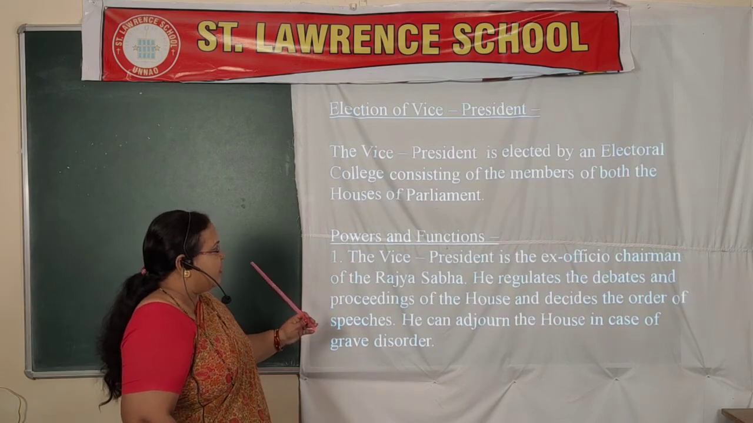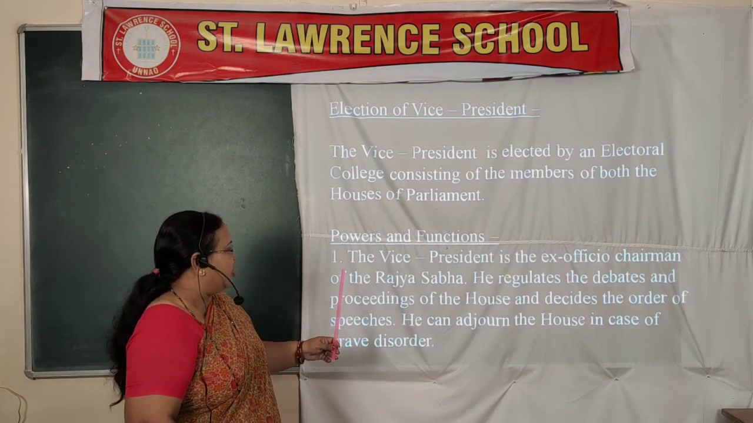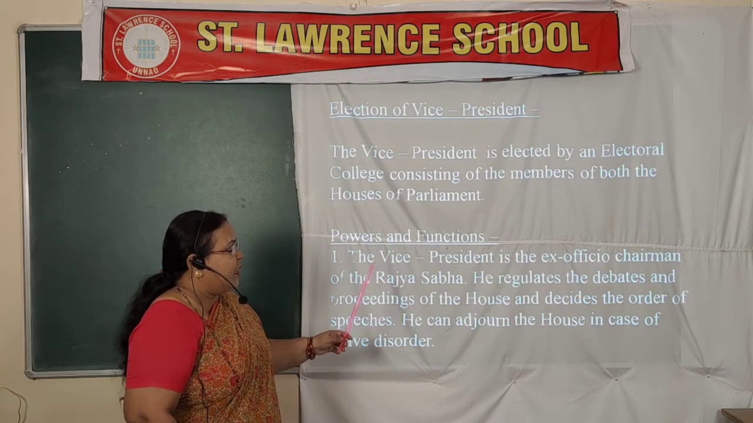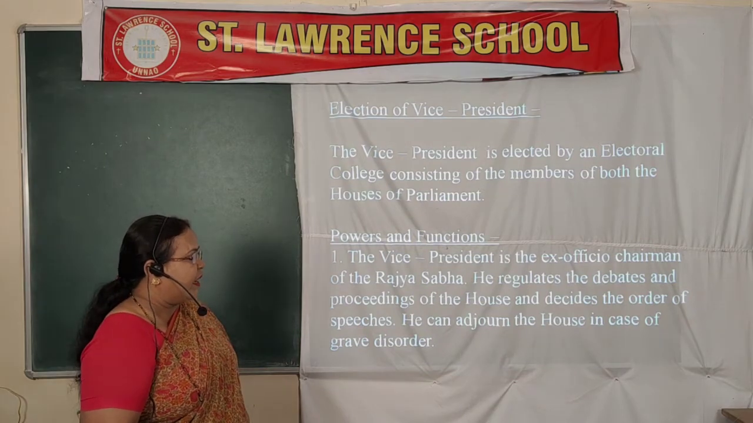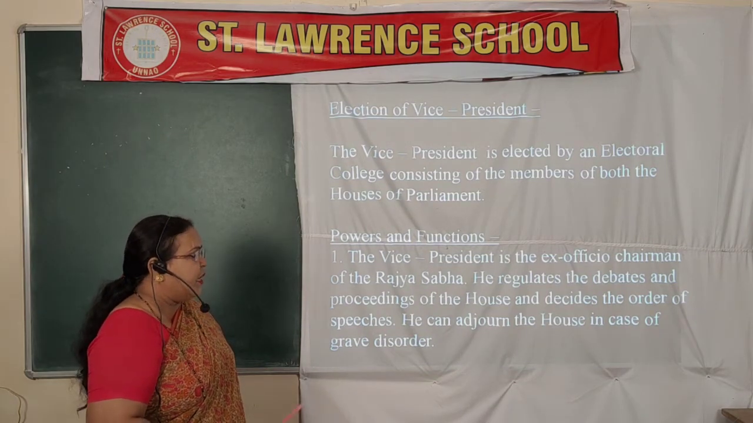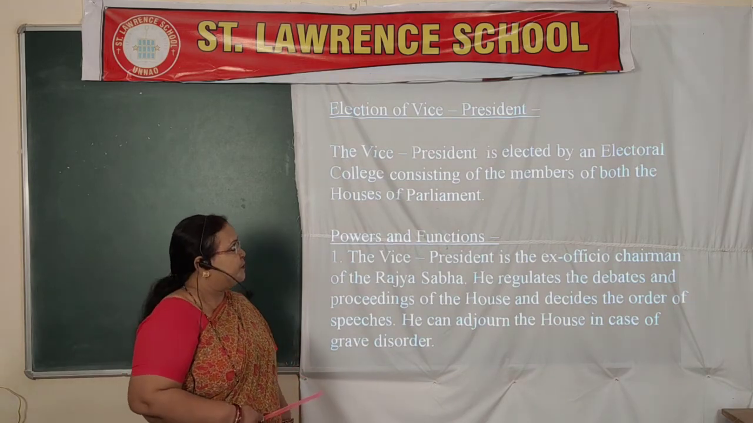Powers and functions of the Vice President. The Vice President is the ex officio chairman of the Rajya Sabha. He regulates the debates and proceedings of the House and decides the order of speeches. He can adjourn the House in case of grave disorder.